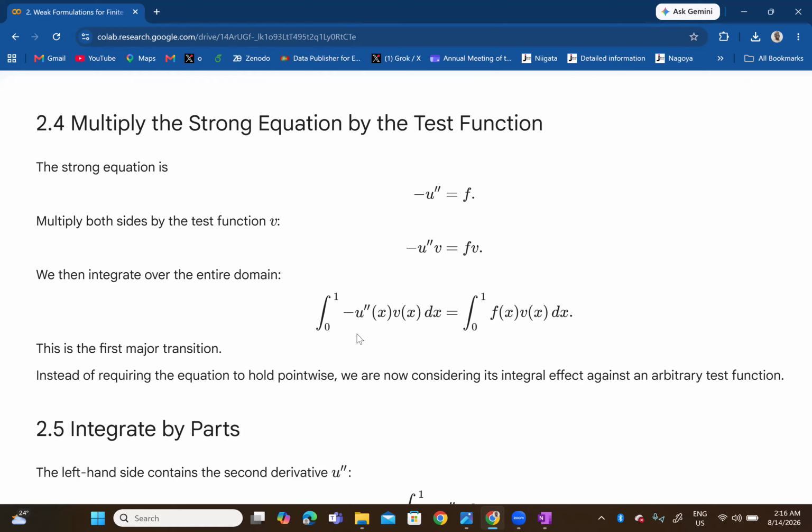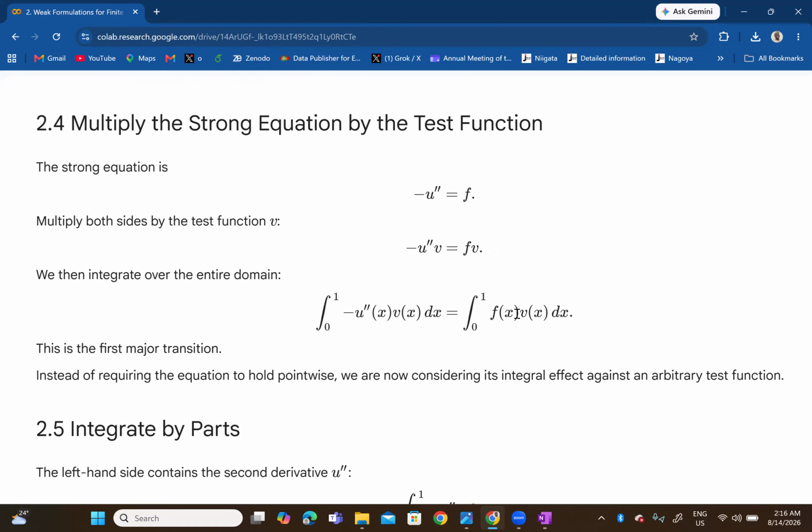We then integrate over the entire domain. So we integrate the whole thing: the integral from 0 to 1 of minus u prime prime, a function of x, times v, also a function of x, with respect to x, equals the integral of f times v, where f and v are both functions of x, also over 0 to 1, which is the domain.